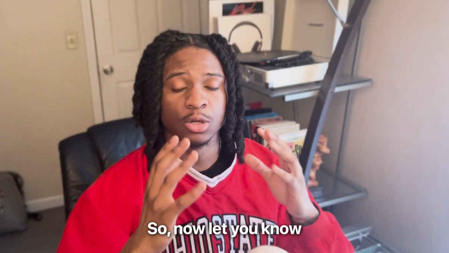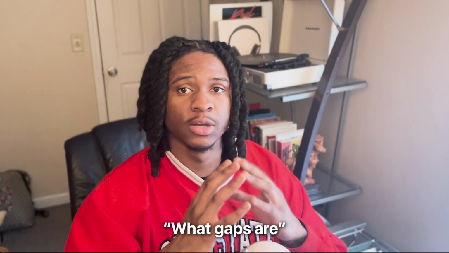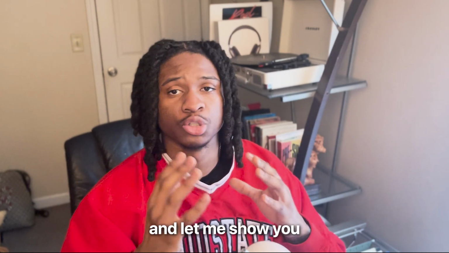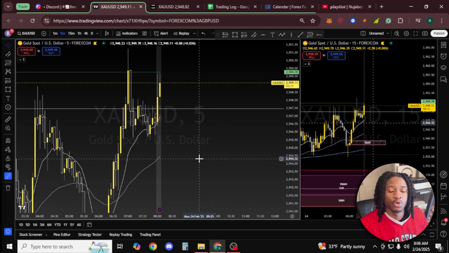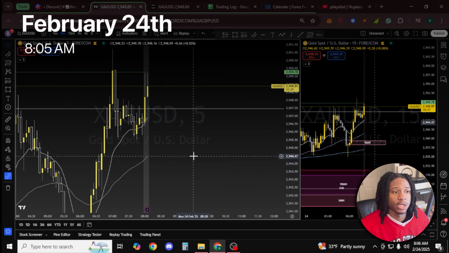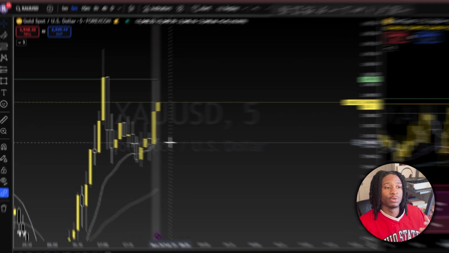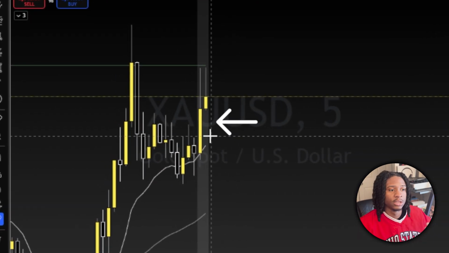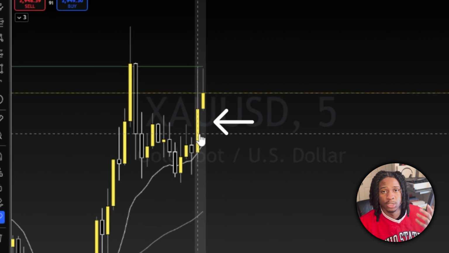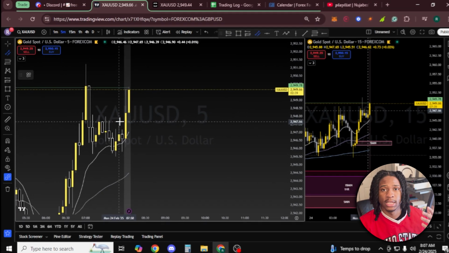So now that you know and have a good understanding of what gaps are, let's actually hop on the charts and let me show you a few examples. As you see here, at the time of this recording, it's February 24th, and in real time we actually have a gap being created. If you look here, we have a strong move upward, and you can see that nothing was tapped within the zone. That's our gap. So if I marked out our gap here, this is exactly what it would look like.